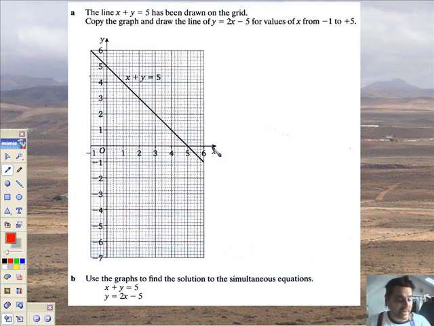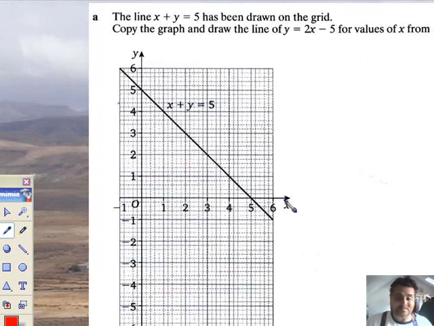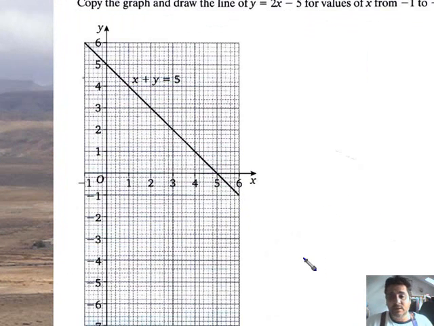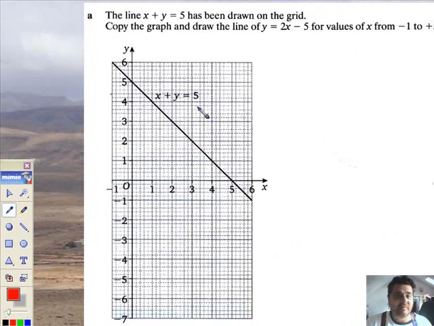So what I've got here in question A, it says here that the line x plus y equals 5 has been drawn. There we go. It works. Look, there's the point 3, 2 right there. 3 plus 2 makes 5. There's the point 5, 0. 5 plus 0 makes 5. Here is the point 0, 5. 0 plus 5 makes 5. So they got the line right. Well done then.